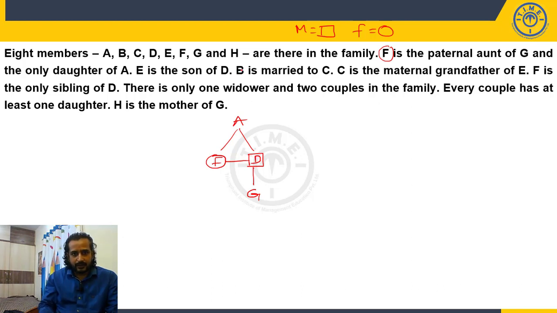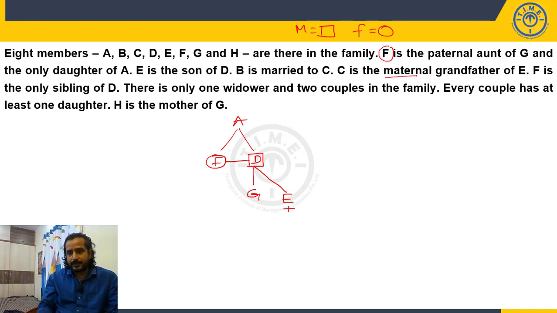Okay. What is given next? E is the son of D. So D is having one more child, and that person is E, and E is a male. B is married to C. Can you link with this diagram? No. C is the maternal grandfather of E. Yes, I can link because E is already in the arrangement.